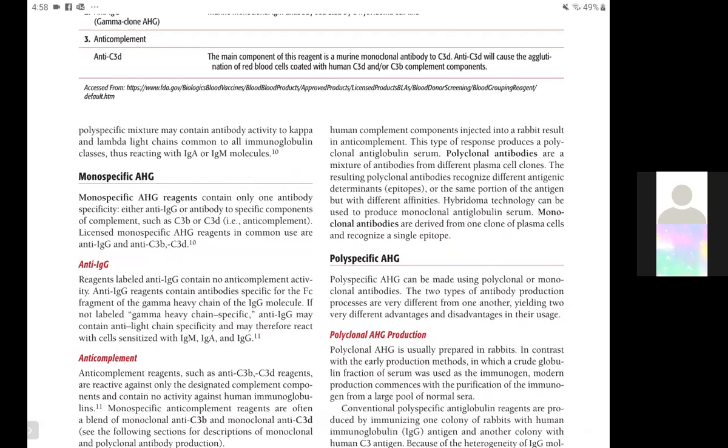So they can be derived in different ways. If only human globulins are injected, we'll get anti-human globulins. If human complements are injected, we would get anti-complement component. Polyclonal antibodies would be a mixture of all these antibodies, whereas monoclonal antibodies are derived from a clone of plasma cells, and they recognize a single epitope, and these are derived using hybridoma technology.